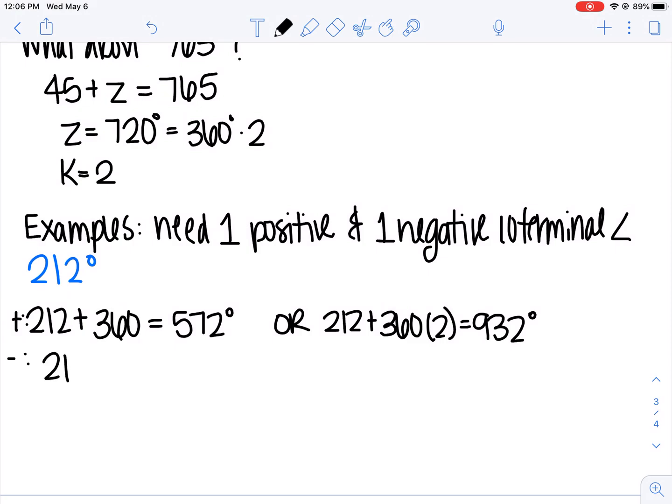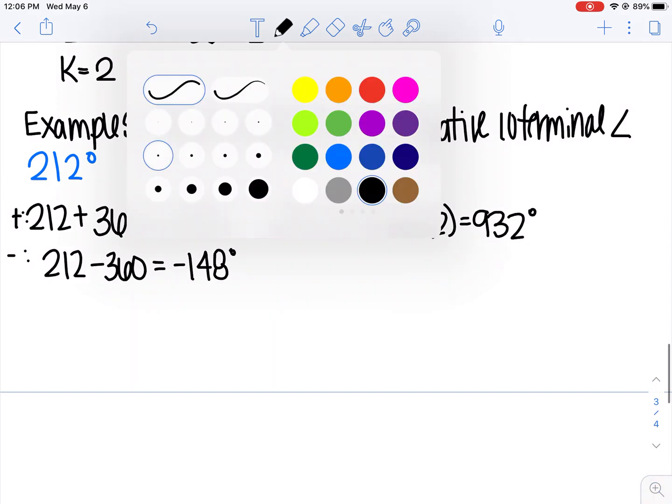So I'll have 212, and I have to get negative. Well, 212 minus 360 will give me a negative number, and that's all I'm looking for, negative 148. I could do that same thing with 212 minus 360 times 2. I'm going to get a negative number that, again, the angle starts in the same place as 212 and ends in the same place as 212.